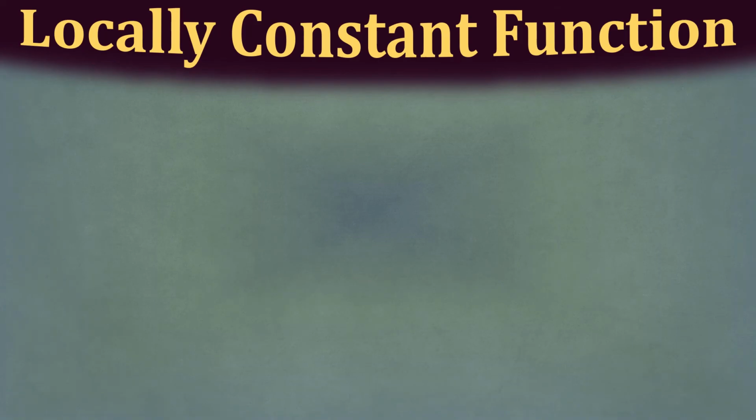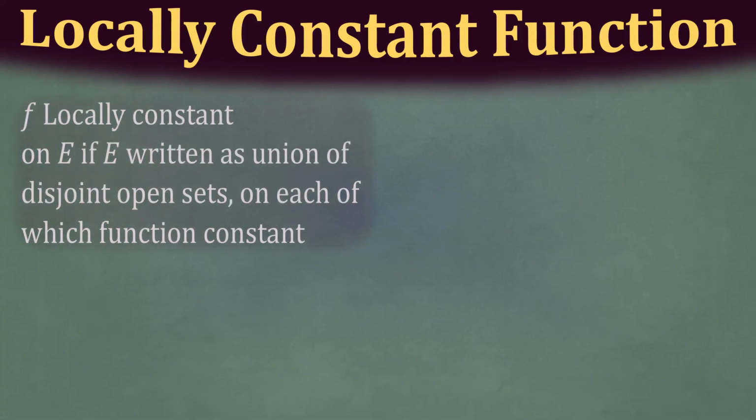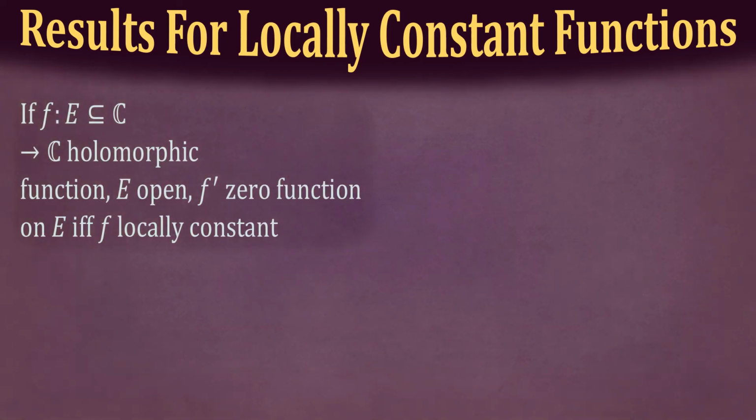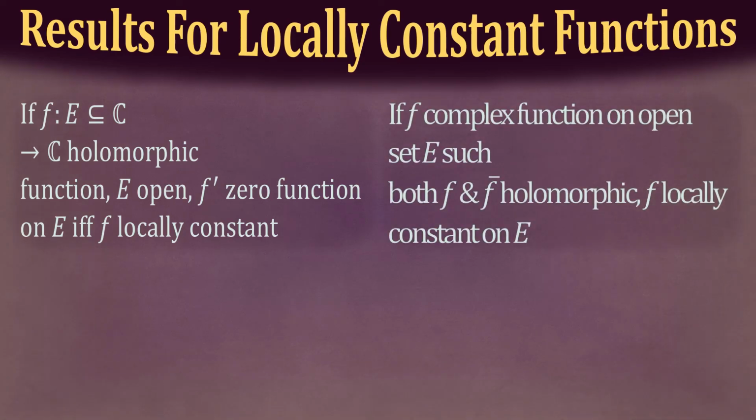Now, let's define a locally constant function. A function f is locally constant on E if E can be written as the union of disjoint open sets on each of which the function is constant. Then we get the following result for locally constant functions. If f from E to the complex numbers is a holomorphic function, E is open, then f dash is the zero function on E if and only if f is locally constant. Also, if f is a complex function on an open set E such that both f and f bar are holomorphic, then f is locally constant on E.